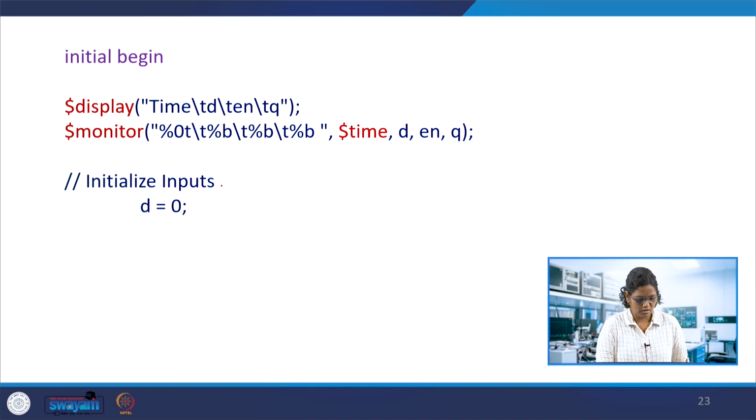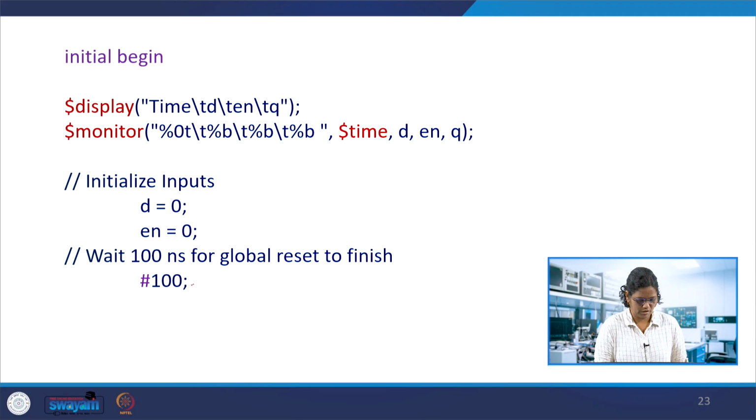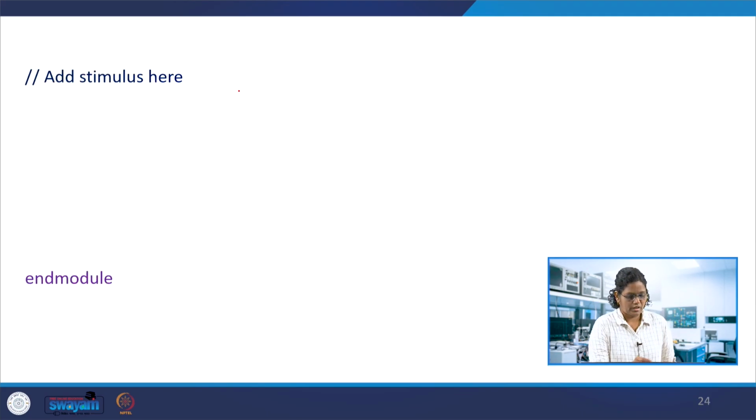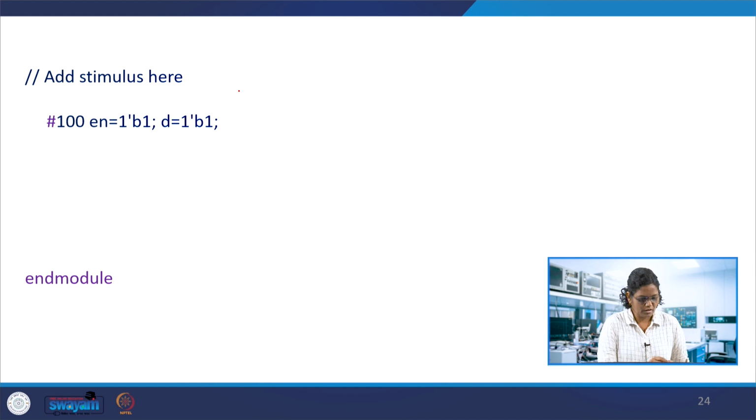Initialize the inputs D and enable. There is no clock over here, so wait for #100, and then endmodule; you have to add the stimulus here. Okay, #100 enable equal to 1'b1, D equal to 1'b1. So after global reset, after 100 nanoseconds, enable is made 1 and data is made 1. Then enable is made 0 and data is made 0.